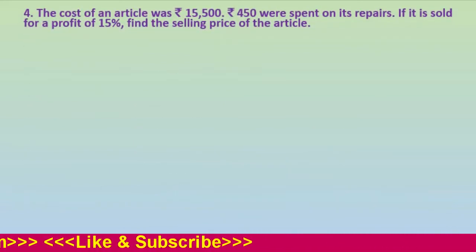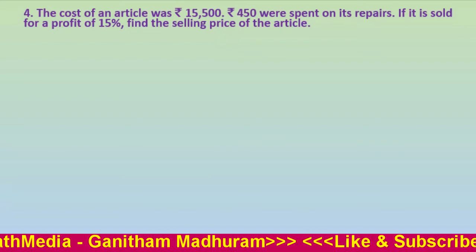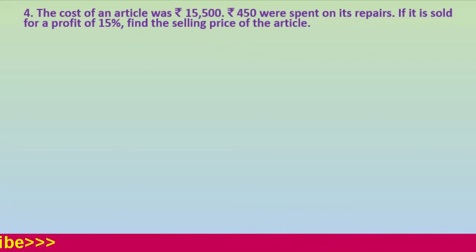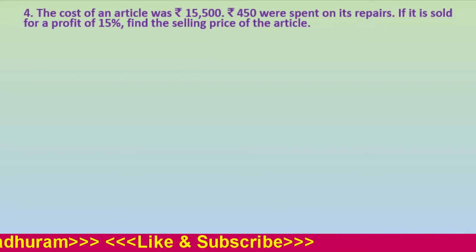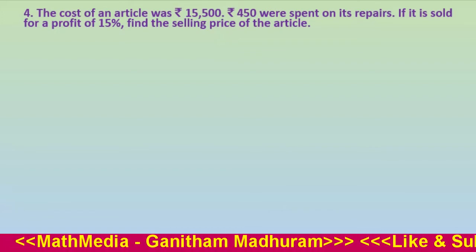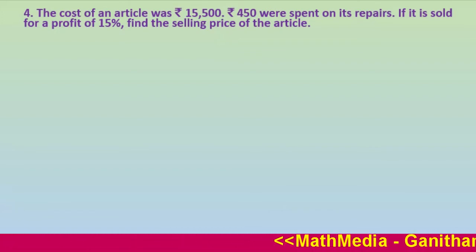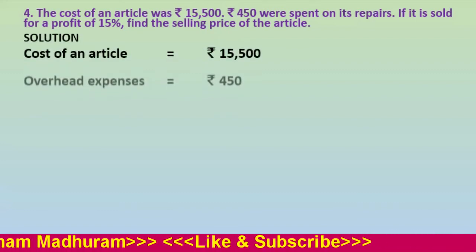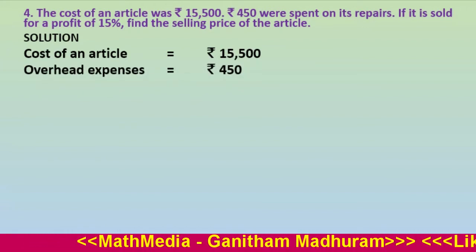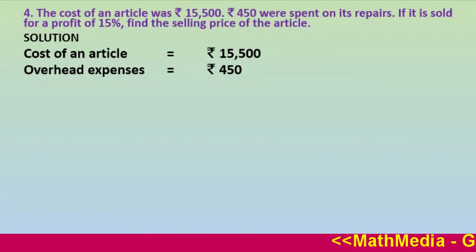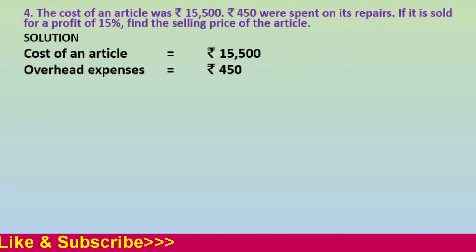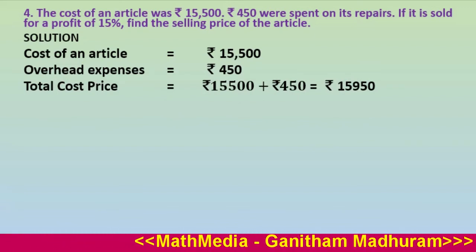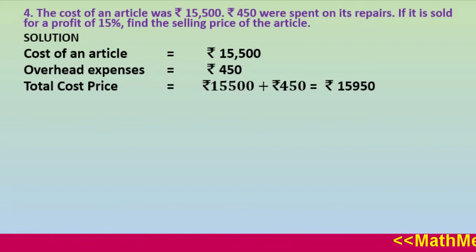Question number 4. The cost of an article was rupees 15,500. Rupees 450 were spent on its repairs. If it is sold for a profit of 15%, find the selling price of the article. So for an article, CP equal to rupees 15,500. Overhead expense equal to 450. So what will be our total CP? Yes, total CP will be CP plus overhead expense, that will give rupees 15,950.